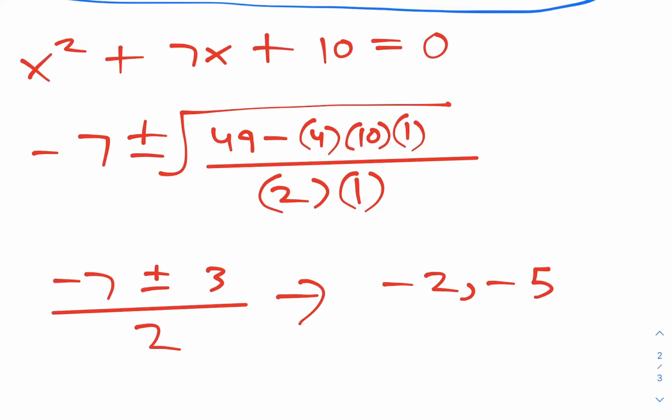Plus or minus means that we're going to have two different answers. In one case, we'll add 3, and in the other case, we'll subtract 3. If we subtract 3, we'll get negative 10 over 2, which is negative 5. That's one answer. And if we add 3, we'll get negative 4 over 2, which is negative 2, and that is the final answer.